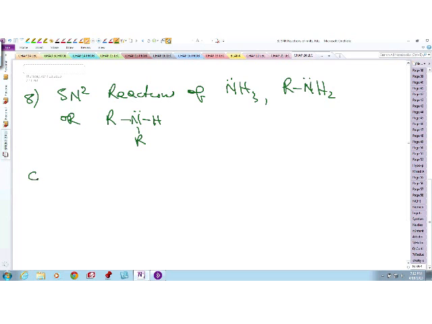Say for example, you could take this. You take bromoethane or ethyl bromide, and you take ammonia. So the ammonia could act as a nucleophile. So you get an SN2 reaction. So you obtain this molecule here.